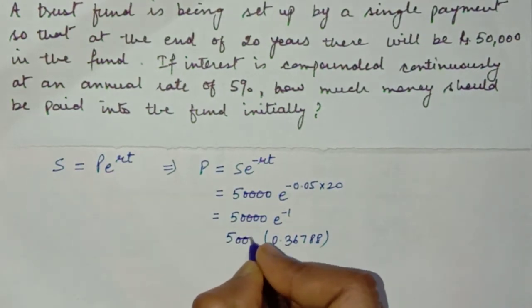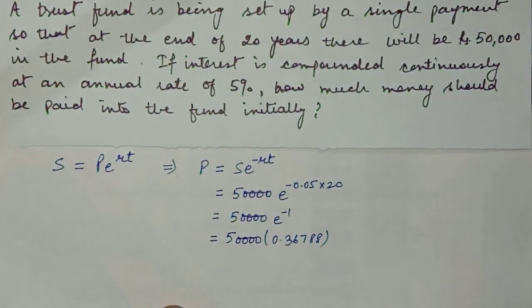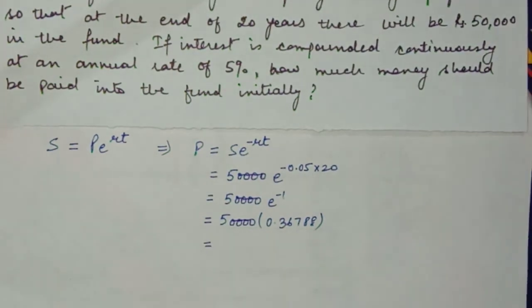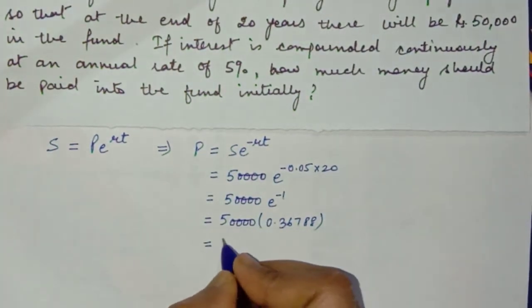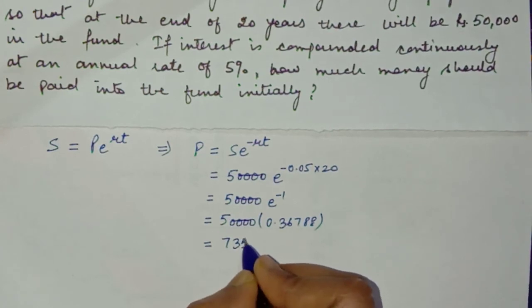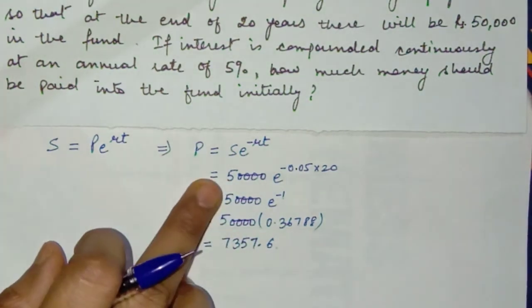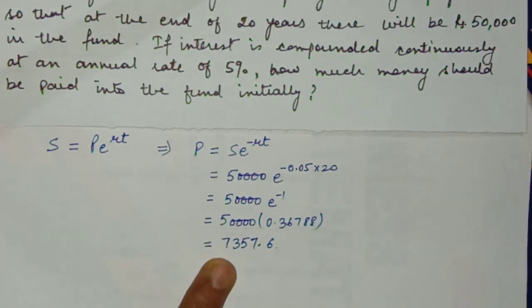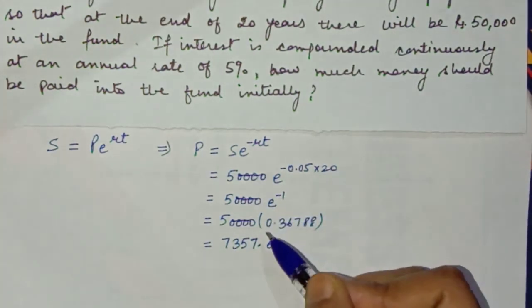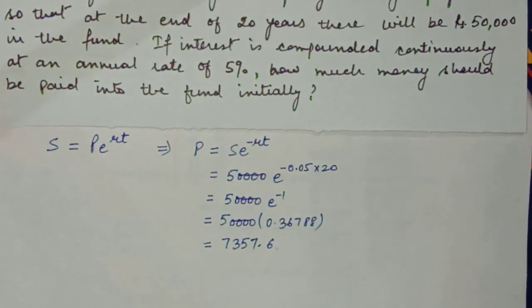Multiplying this with rupees 50,000, we'll get the present value. So if I multiply these two, I am getting rupees 7357.6. So this is the present value of rupees 50,000 after 20 years. So when the rate of interest is 5% compounded continuously, at present you have to deposit rupees 7357.6 in the fund, so that after 20 years you get rupees 50,000.